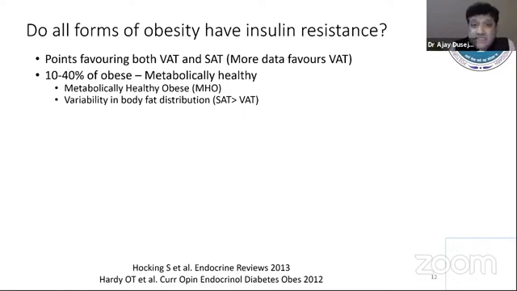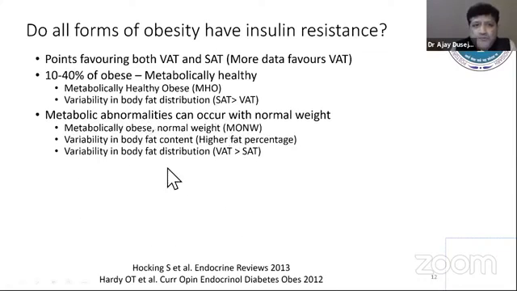So the literature says that there is probably a difference in the body fat distribution in them. Even though they are obese, they probably have more of subcutaneous adipose tissue which has grown up rather than the visceral. So this is a point which favors that visceral is more linked to insulin resistance rather than the subcutaneous.